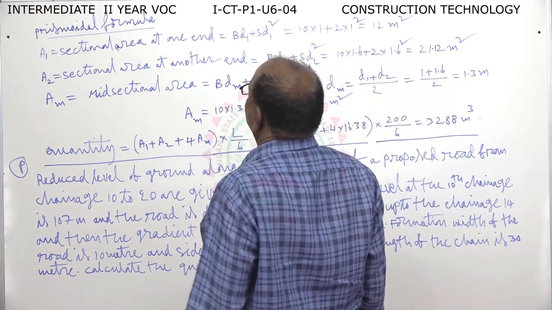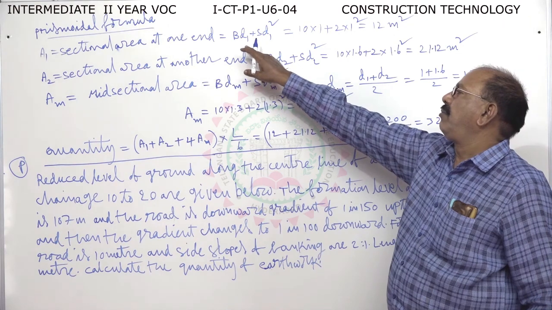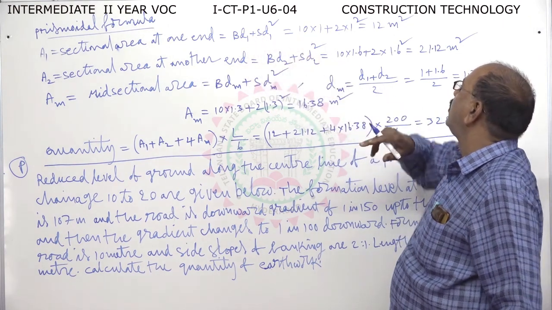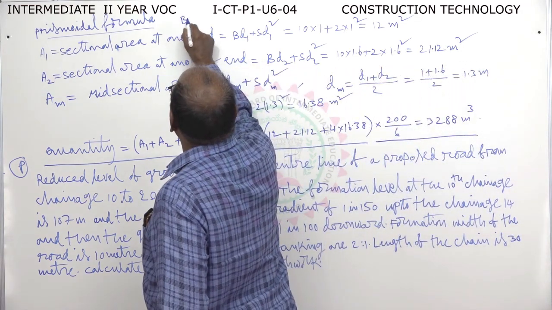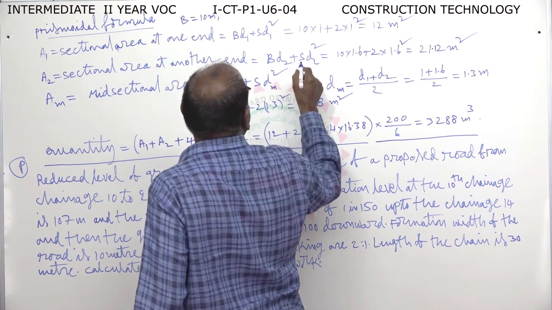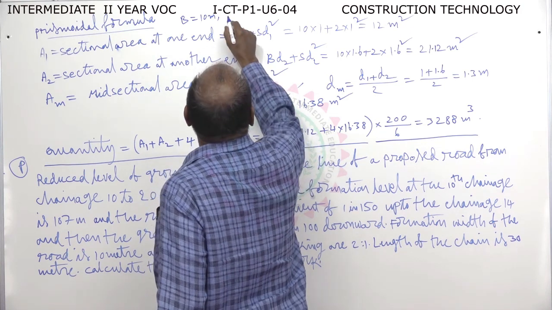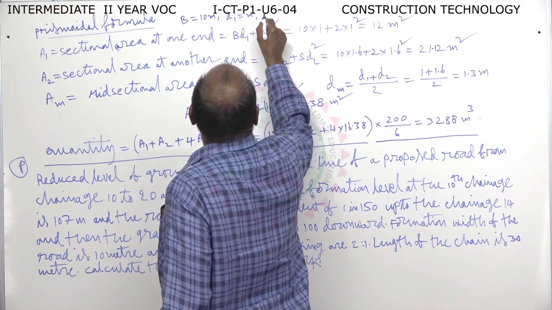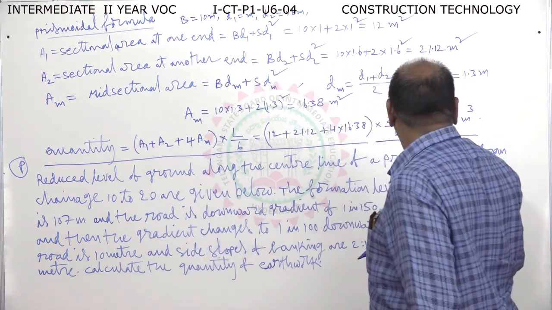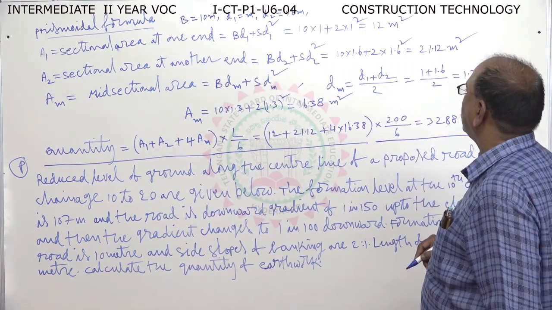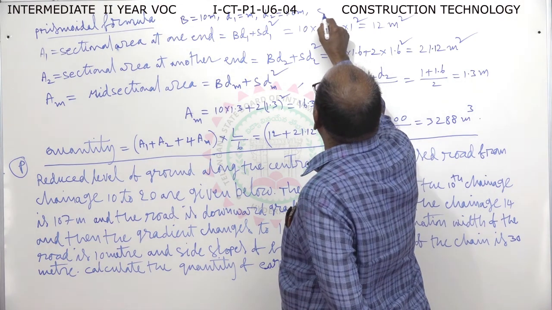In this, A1 is equal to sectional area at one end. There is a formula, BD1 plus SD1 square. Breadth is equal to 10 meters. Already, same problem. Breadth is equal to 10 meters. Then D1 is equal to 1 meter, D2 is equal to 1.6 meters, okay. S is equal to 2 meters, side slopes.